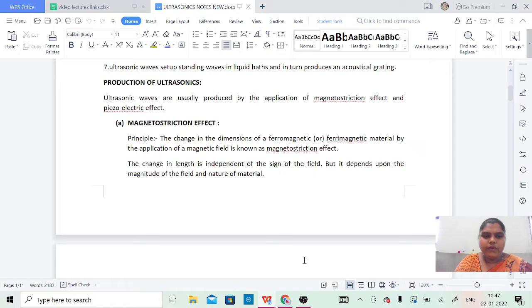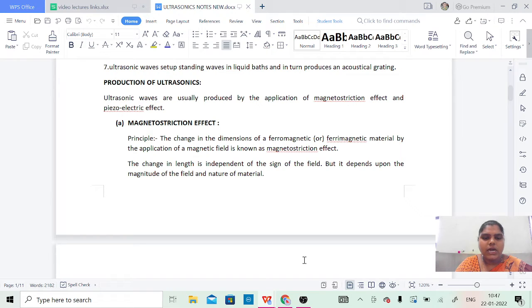In this video, we are going to study how the production of ultrasonics will be. Ultrasonic waves are usually produced by the application of the magnetostriction effect and the piezoelectric effect. From these two methods, we can produce ultrasonic waves. So now let us see what the magnetostriction method is. The principle of the magnetostriction effect.